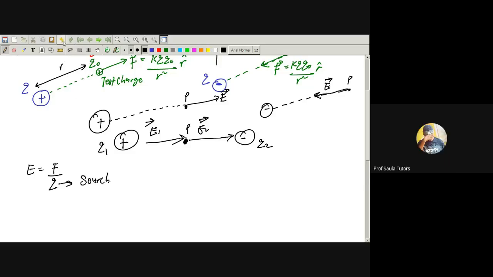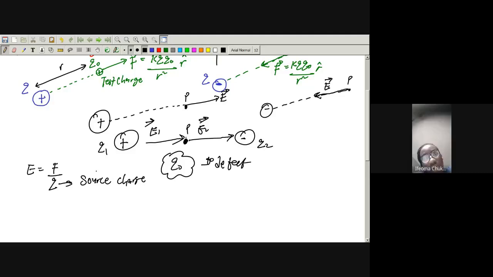The source charge, or you say point charge. Let me just use source charge because that word is really easy. Remember that the presence of this Q naught is only there to detect. The purpose of this is just to detect the presence of the electric field. So it's not going to be in this particular formula.